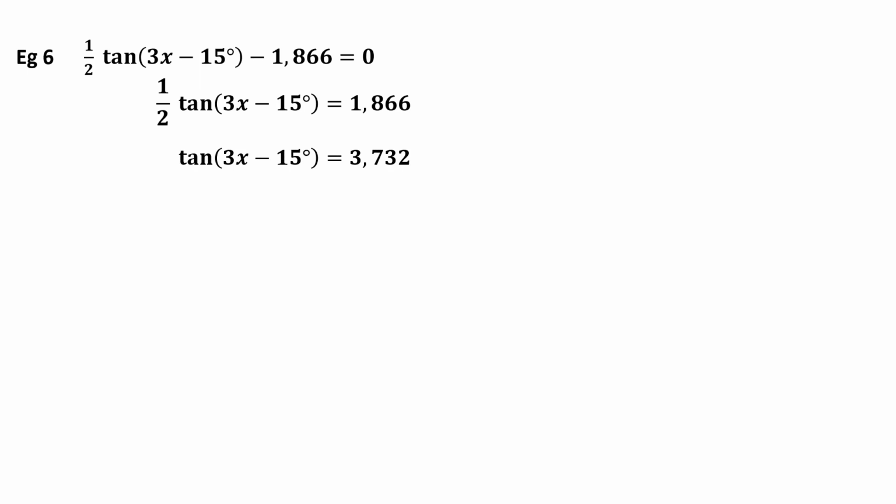The next thing I see on my line is tan. So we want to deal with the tan, so we're going to go Shift Tan and leave the bracket till last. Shift Tan of 3,732, and I end up with 75 degrees. If I take 15 degrees over to the other side, 75 plus 15 is 90 degrees. So 3x is equal to 90. So x on its own will be 30 degrees. I just divide both sides by 3.